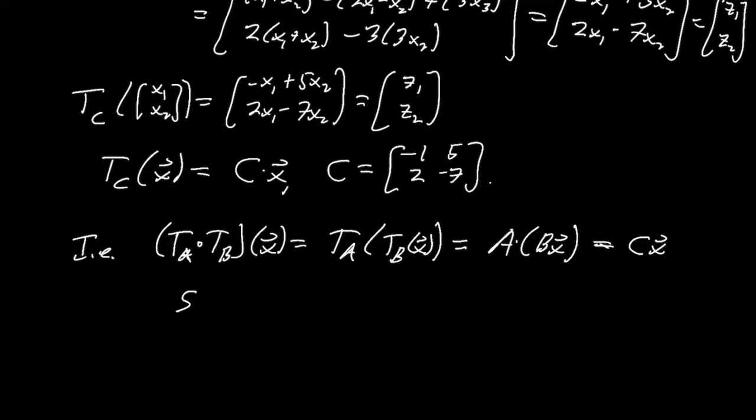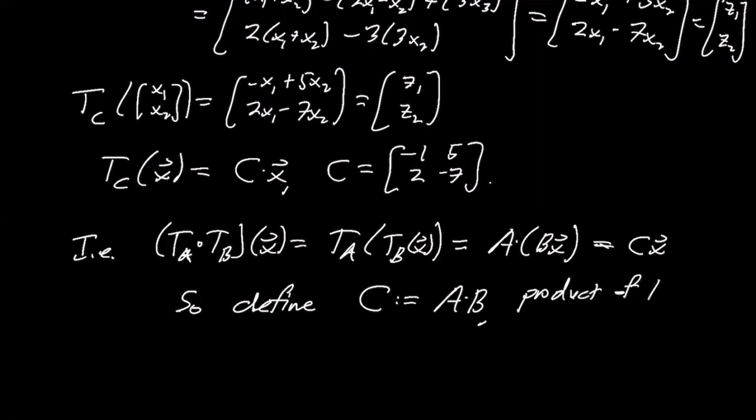So this is the definition of matrix product. Define C to be AB, A times B, the product of two matrices. This is natural because of the way we've been writing everything so far.